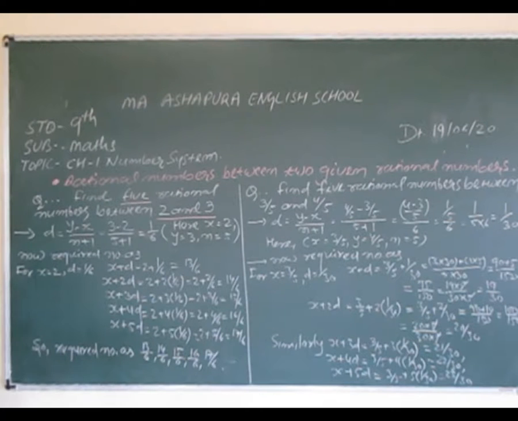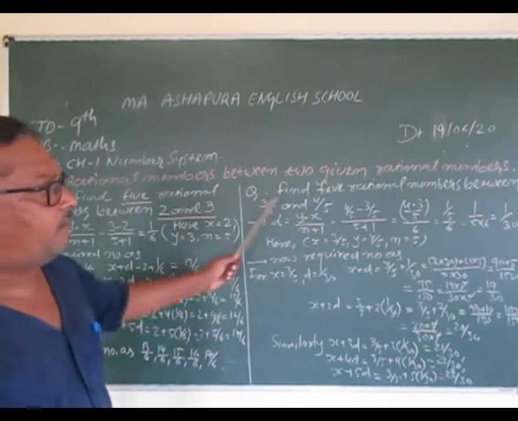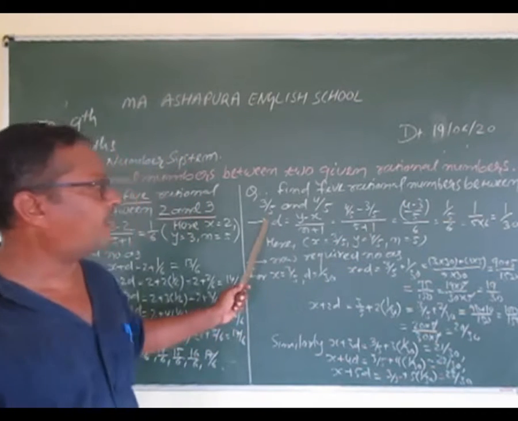Now let's go to question number 2. Find the 5 rational numbers between 3 by 5 and 4 by 5.